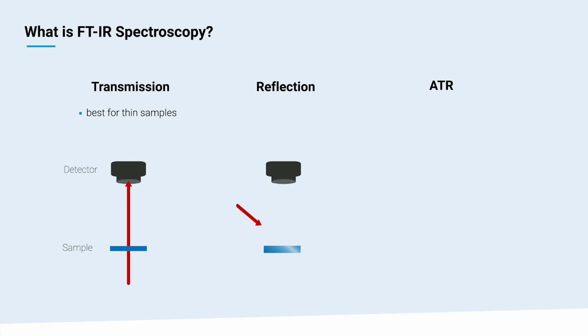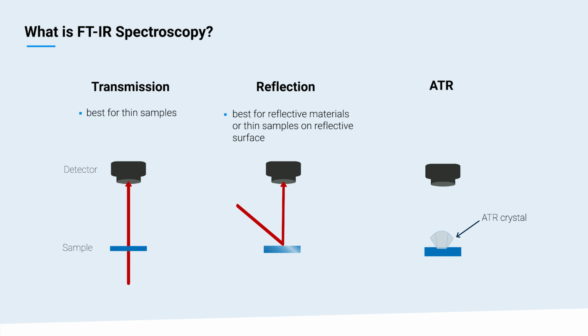With reflection, the IR light bounces off the surface of the sample prior to detection, making this technique the go-to for analyzing reflective bulk samples, like a silicon wafer, or analyzing samples that are on top of reflective surfaces, like thin films on metals. ATR uses a crystal, which is usually made of germanium. The crystal touches the sample, and the IR light passes through the crystal and enters the first couple micrometers of the sample. This technique is the most versatile of the three and can be used to analyze a wide range of samples from electronics to cloth, all without sample preparation.